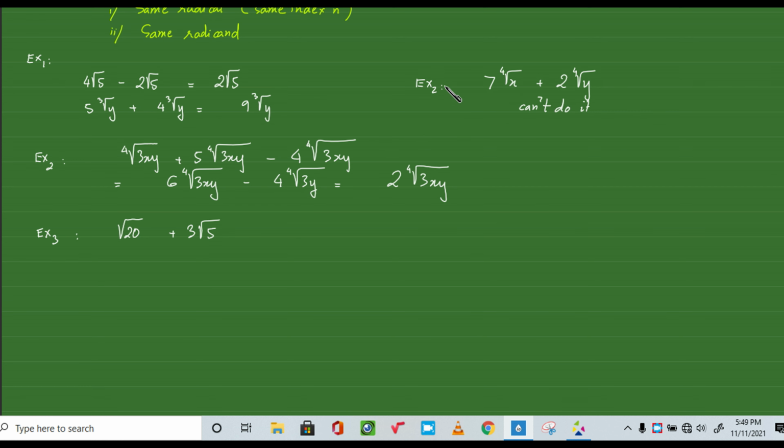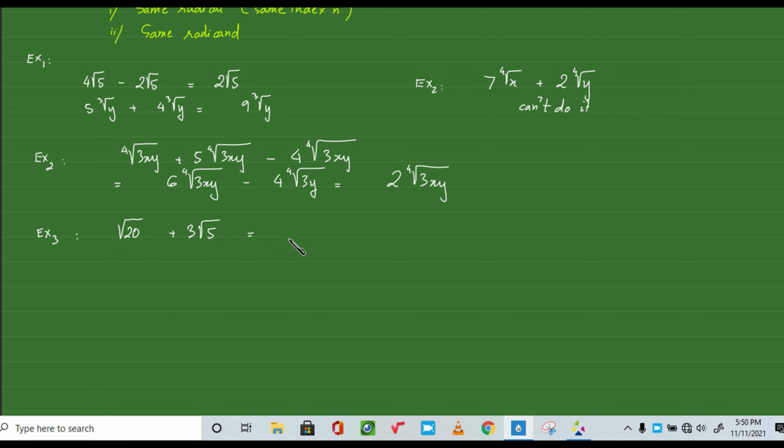The same thing as example number 2 I have here. But you have to be careful, because in example number 2, everything is already simplified. In example number 3, the square root of 20 is not simplified. So maybe after we simplify, we can have it the same. You know, we're not sure. So in order to add or subtract radical expressions, the first step is you have to simplify everything out. All right. So let's simplify this.